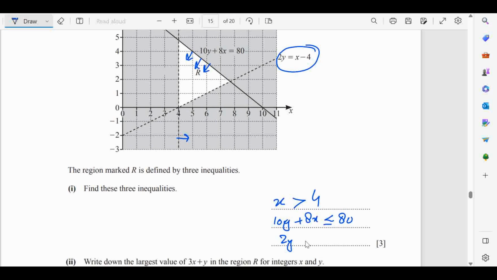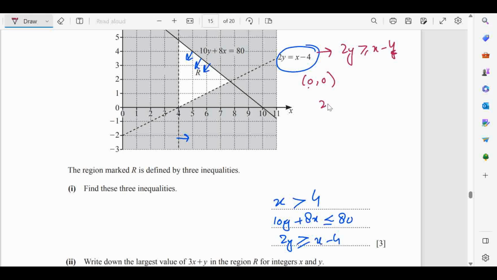And then the last one, for this line, this must be 2y. For this one we can attempt the zero test also. 2y is greater than or equal to x minus 4. Now we can also change the inequality. Let's perform the zero test. For this one we have chosen 2y is greater than x minus 4, sorry. Now let's perform the zero test.